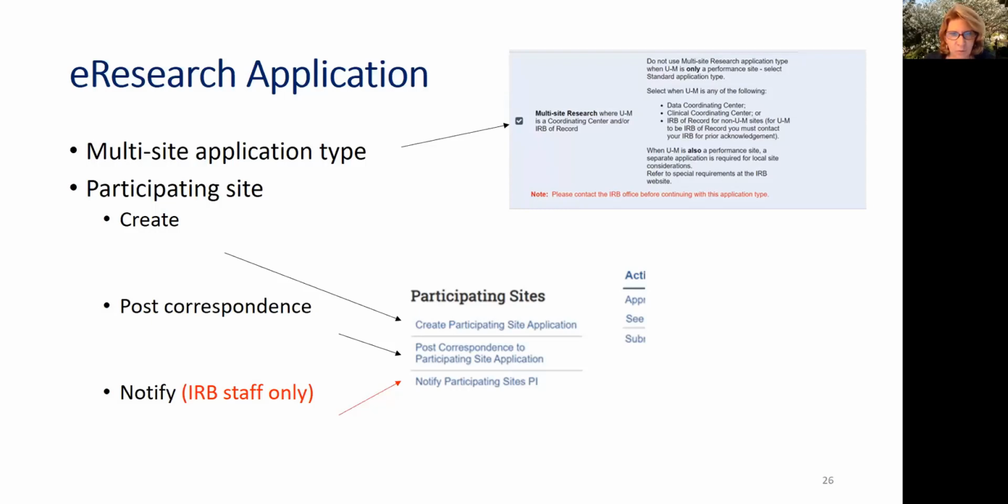And then where we're talking about participating sites, there's just a little screen clip here about where study teams go in. It's on the left-hand side, if you had a full screen open, where they can click on those activities to create the participating sites, post correspondence, and then make notification to those site PIs. But that's an IRB function only, so study teams would not see that.